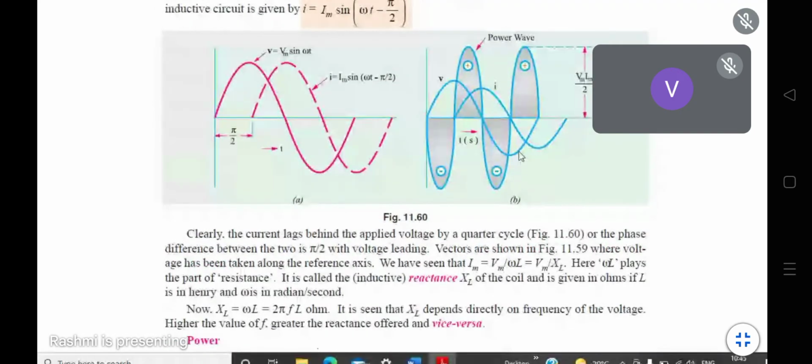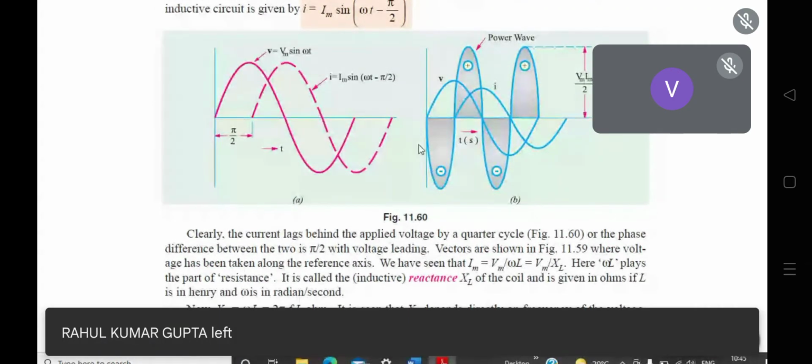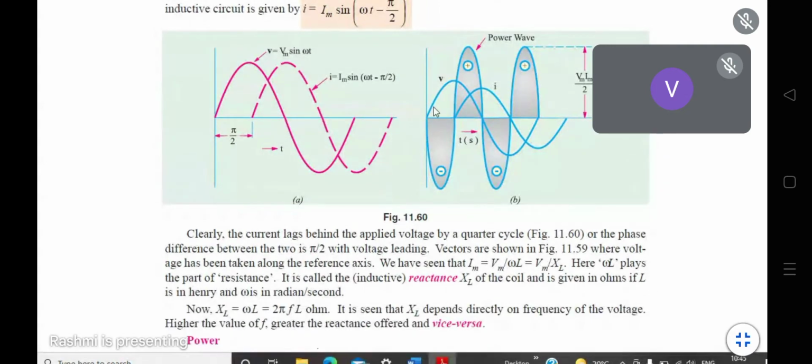So this diagram for the power is also given here. From this point to this point, that means from 0 to pi by 2, the voltage value is positive, but the current is negative. So we are getting a negative power. Positive into negative, we are getting negative power. And from pi by 2 to pi, the voltage is positive and the current is also positive. So that means we are getting a positive power.